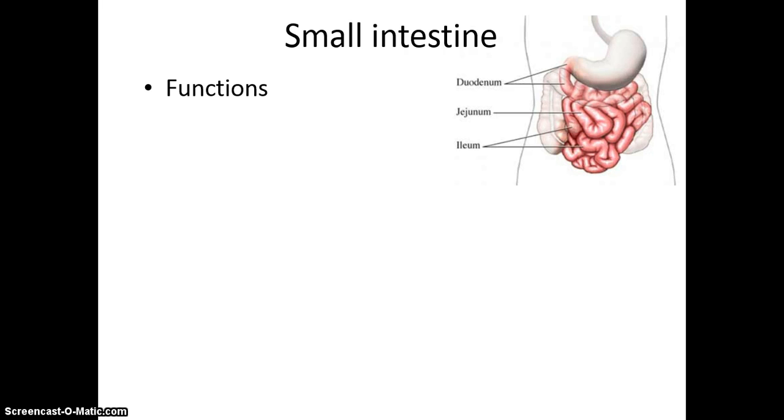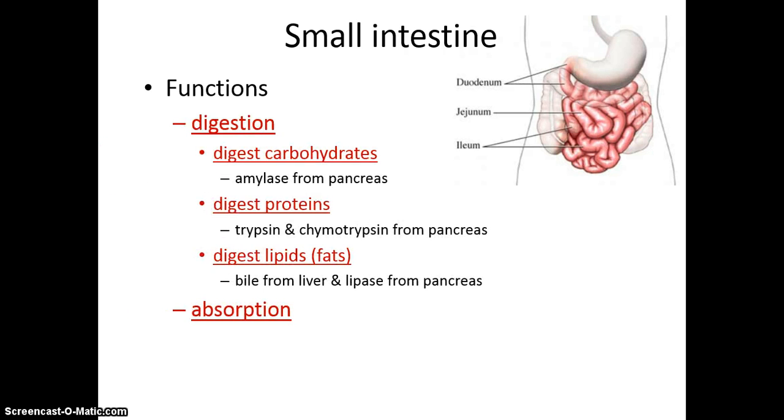So now we've gone from the mouth down the esophagus into the stomach. We've started digesting starches and proteins. And now we get to the small intestine. And the small intestine is where most digestion actually takes place. So the small intestine is where carbohydrates get digested, proteins get digested, and lipids get digested. And then where everything gets absorbed. So the small intestine has a really big job.